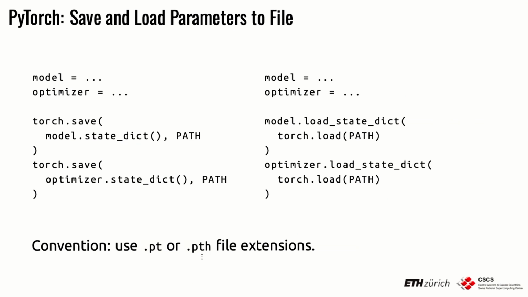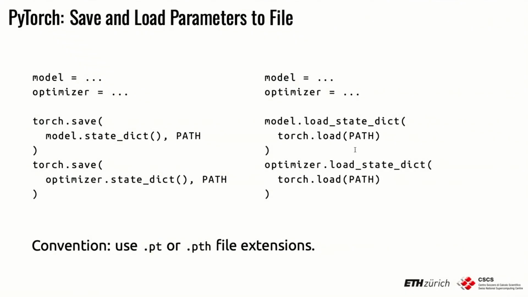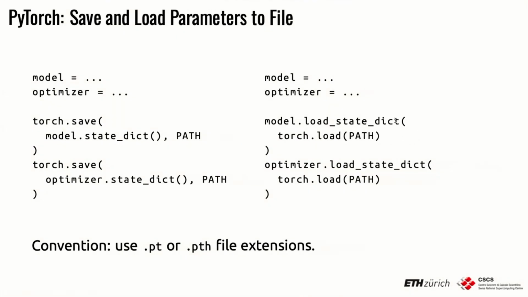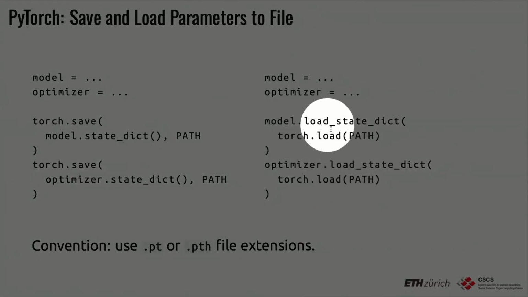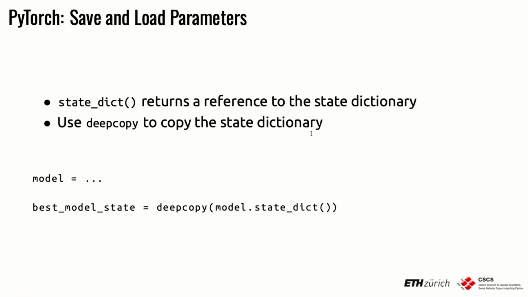And then if you want to load back the parameters into your model from a file, you can use torch.load to load the state dictionary from the file, and then use the load_state_dict function from the nn.Module class that actually loads your parameters back in the correct layers of your model.